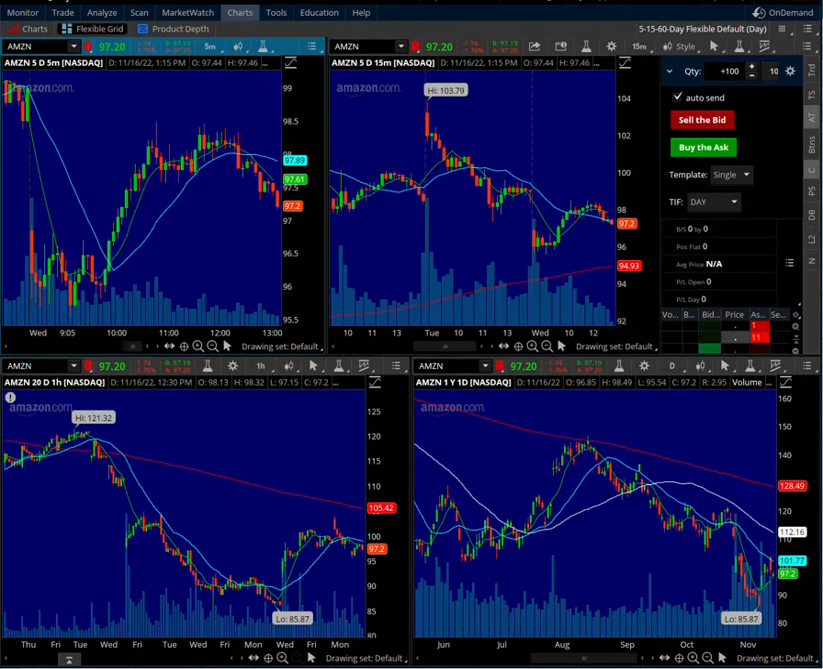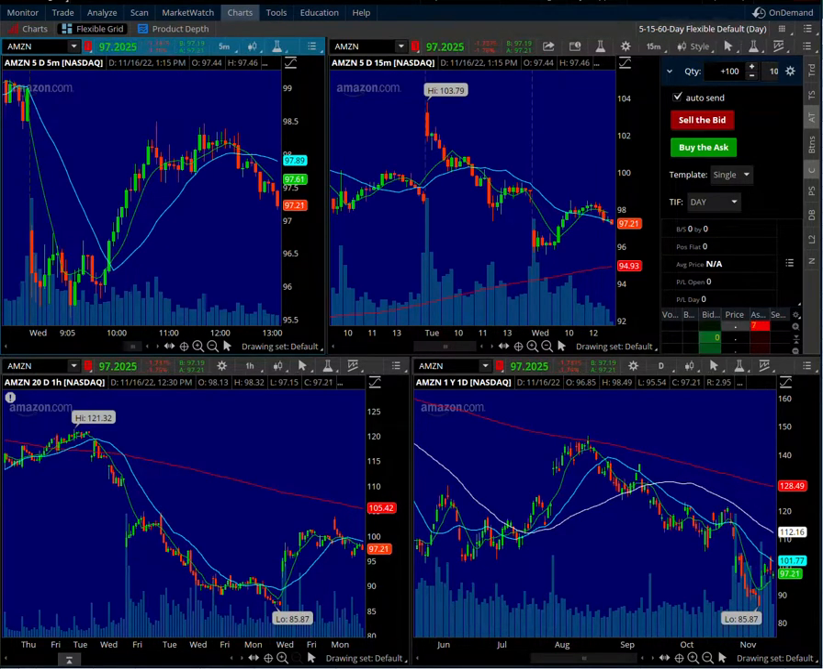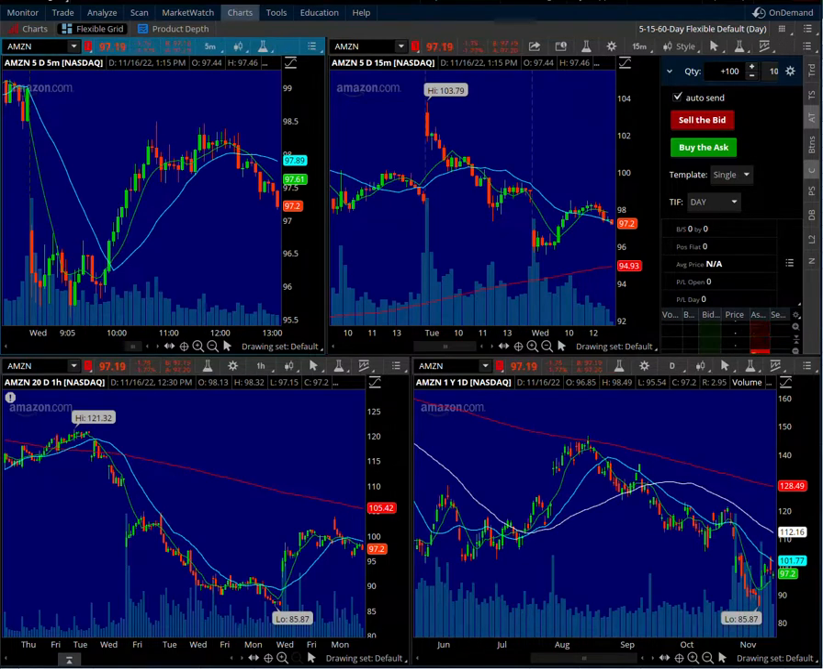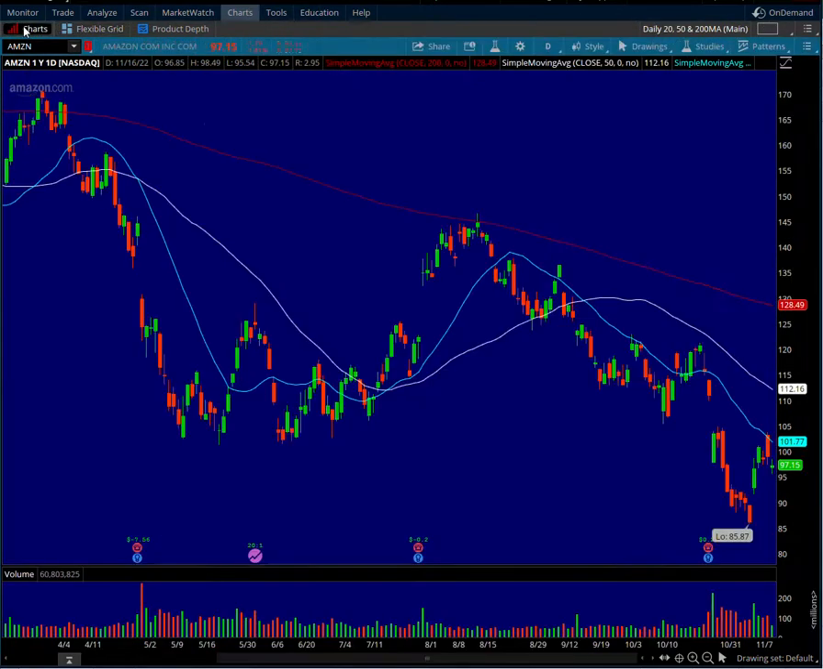I have a really close friend who has a position in Amazon, and he is up to 100 shares. I don't know all the buy points. I do have an idea of the average cost, but all these numbers are going to be fictitious just for our purposes today. So let me get rid of this day trade grid and bring in a daily chart of Amazon. So this is what Amazon's done for the past several months.